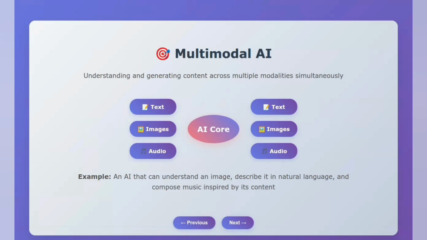One of the most exciting trends is multimodal AI. While current models often specialize in one domain, text, images, audio, multimodal AI aims to understand and generate content across multiple modalities simultaneously. Imagine an AI that can understand an image, describe it in natural language, and then compose a piece of music inspired by its content.